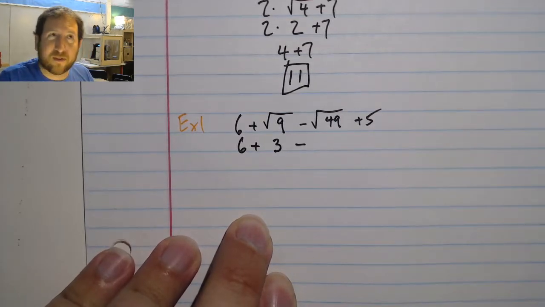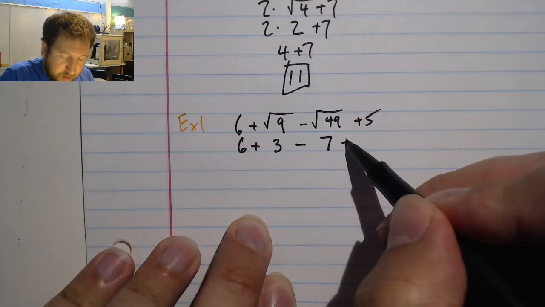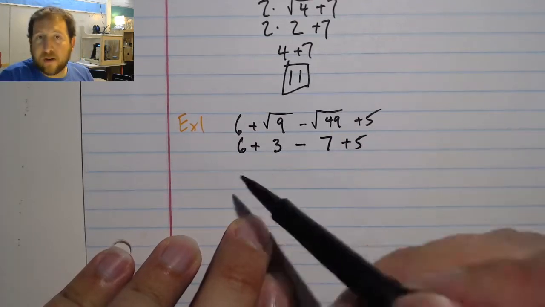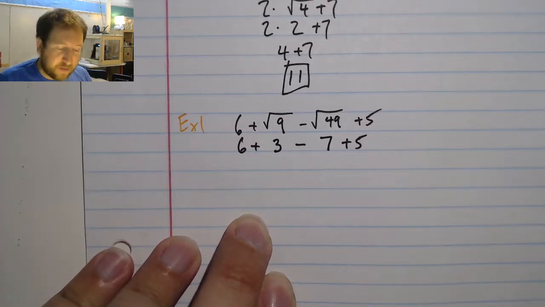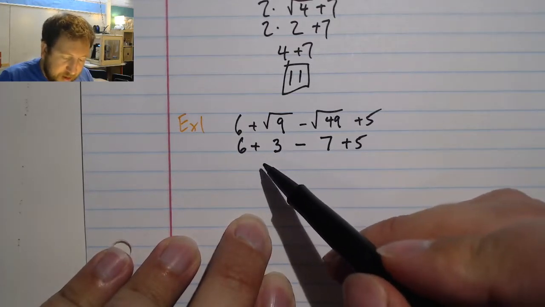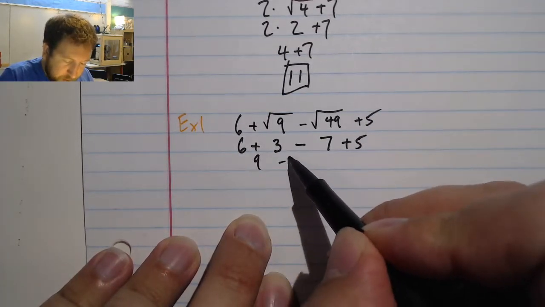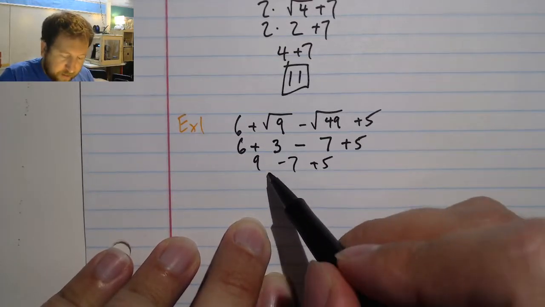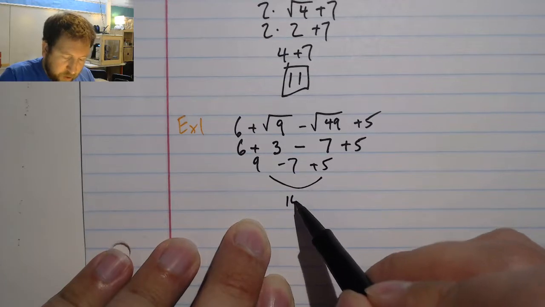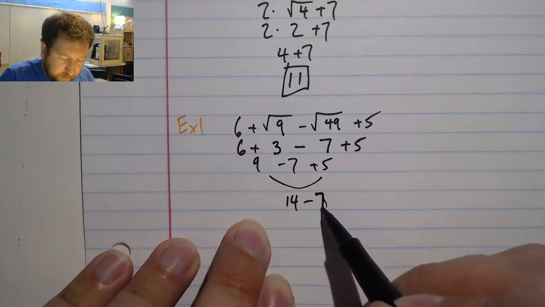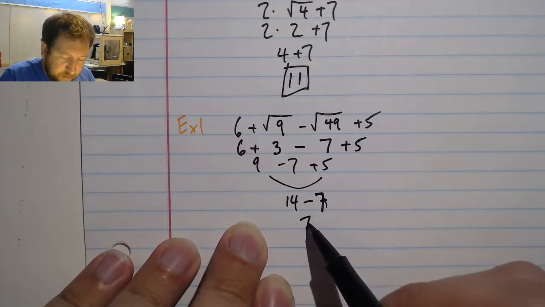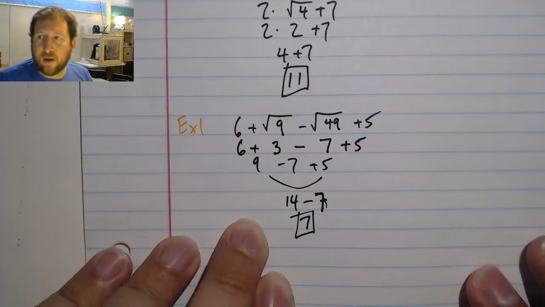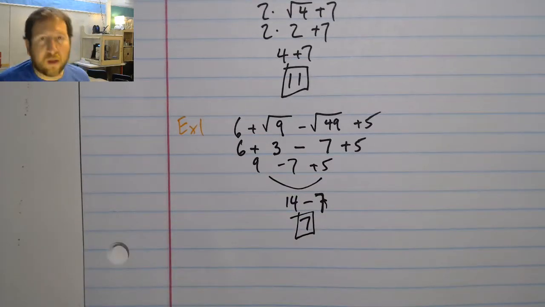What times itself is 49? 7 plus 5. Now I don't have any multiplication and division. I can skip that whole step and go right to my adding and subtracting. 6 and 3 is 9. Minus 7 plus 5. I'll do 5 and 9 together. That would be 14 minus 7. Oh, that's a terrible 7. 14 minus 7 is 7. And ultimately, that is the answer that I'll get to.